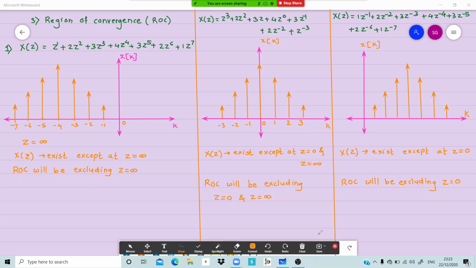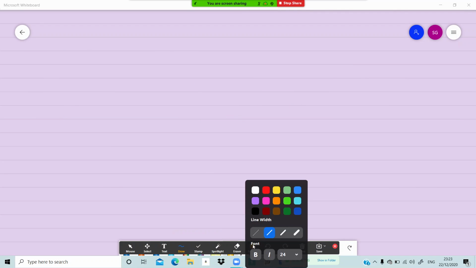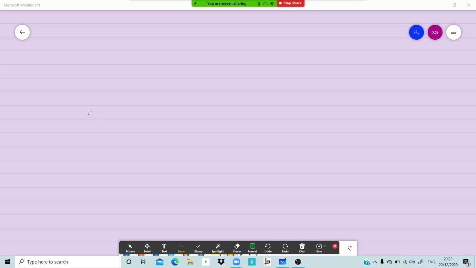I'll take one more example of region of convergence, so it will be easy for you to understand. So let me save this. Yes, we'll take the example of the unit step function, and we had seen it. Unit step signal or function.